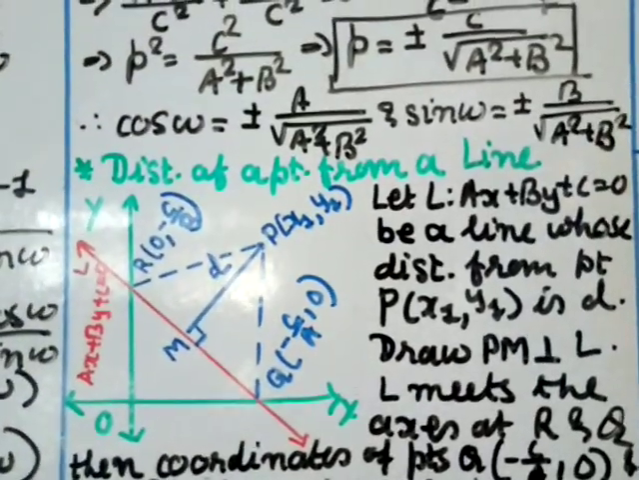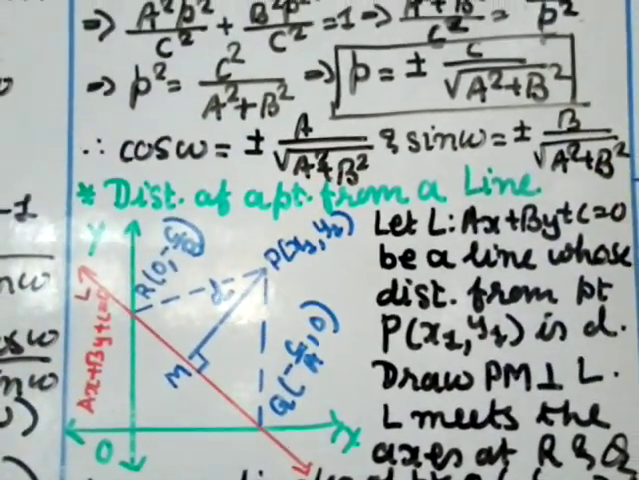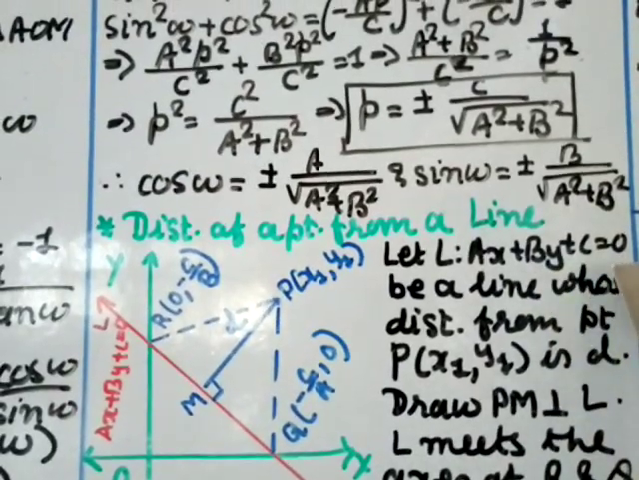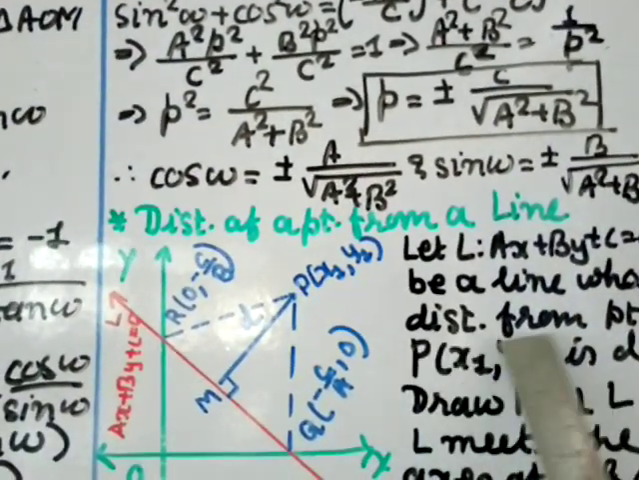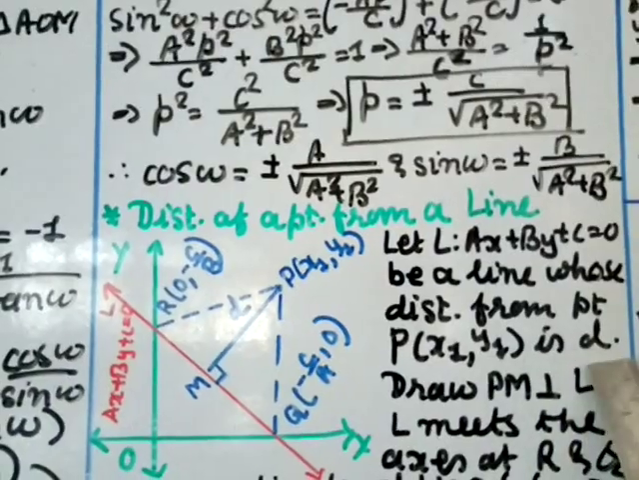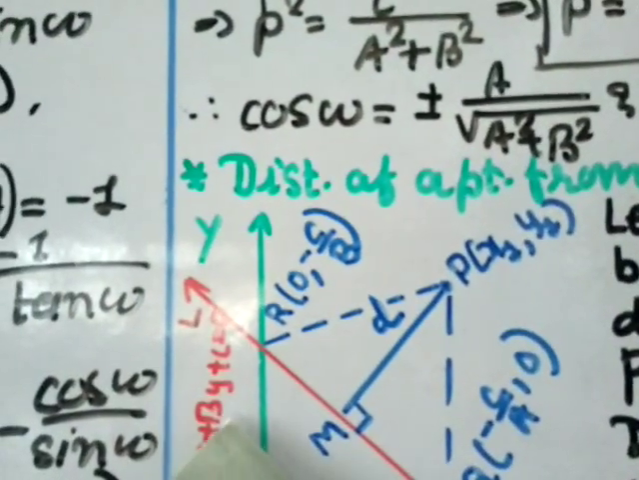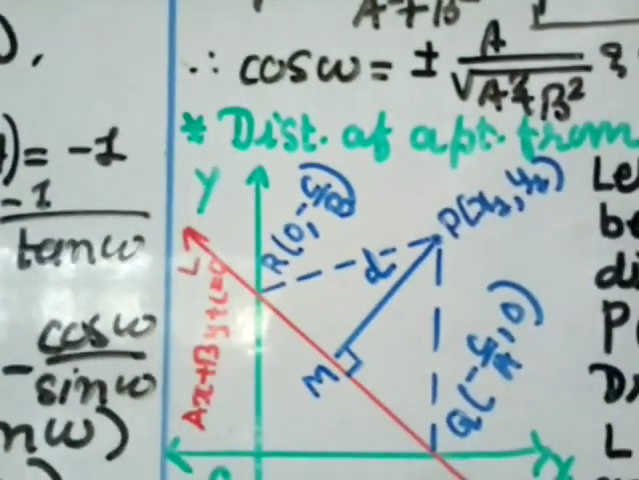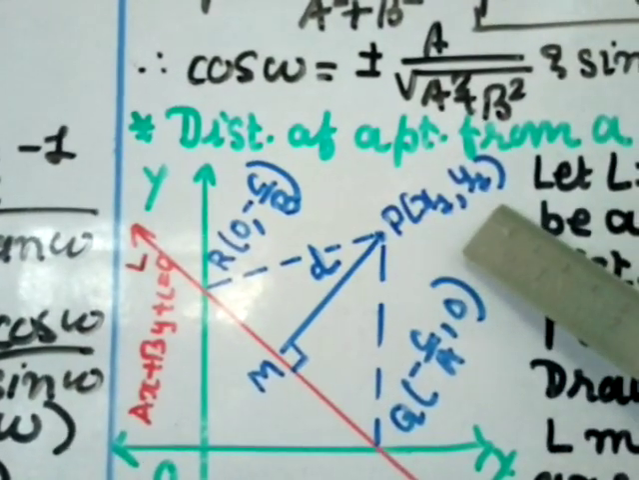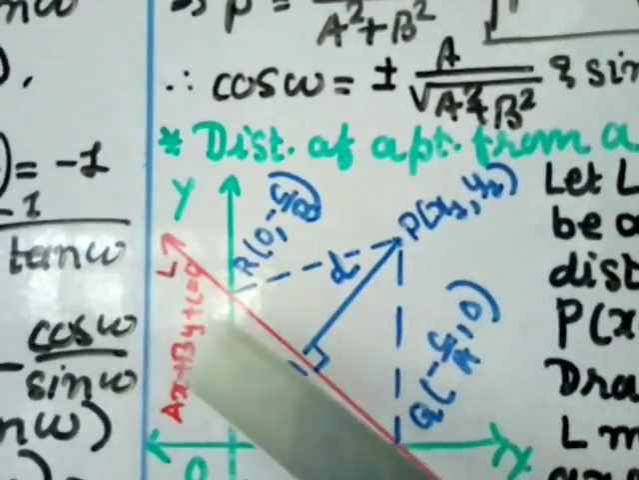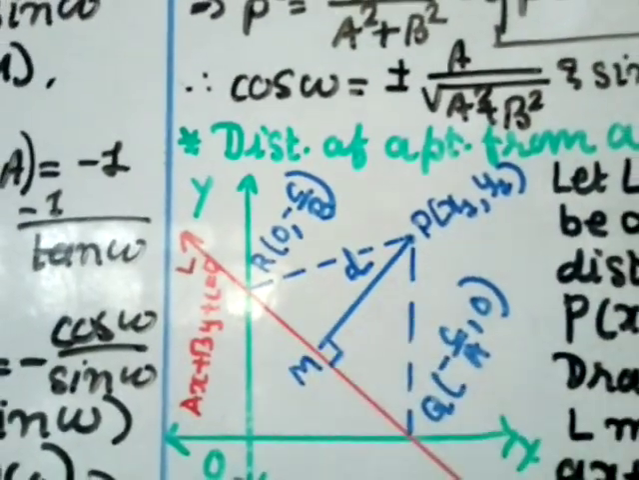Distance of a point from a line. Let L: ax plus by plus c equal to 0 be a line whose distance from the point P (x1, y1) is d. This is the line L: ax plus by plus c equal to 0, and this is the point P (x1, y1). The distance of this point from the line is the perpendicular distance, that is d.